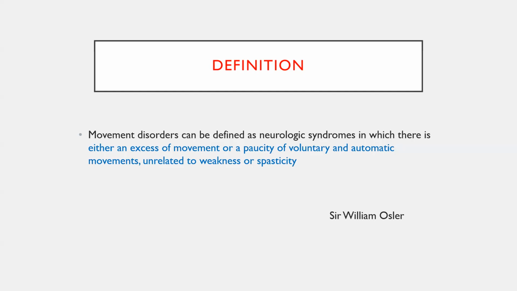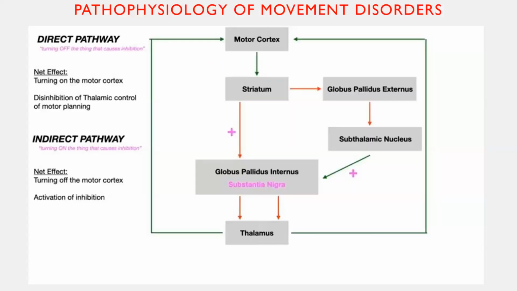Movement disorders can be defined as neurological syndromes in which there is either an excess of movement or a paucity of voluntary and automatic movements. They can be hypokinetic or hyperkinetic movement disorders, but the patient should not have any weakness or spasticity, as defined by Sir William Osler. So we'll go through the basic pathophysiology of movement disorders.